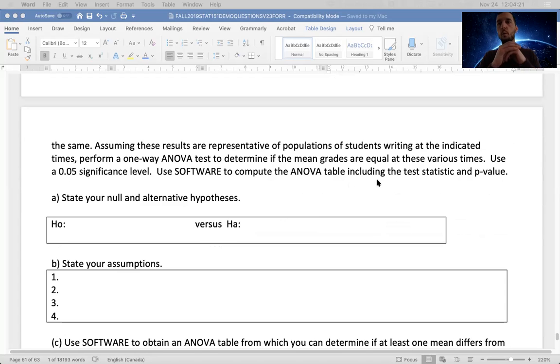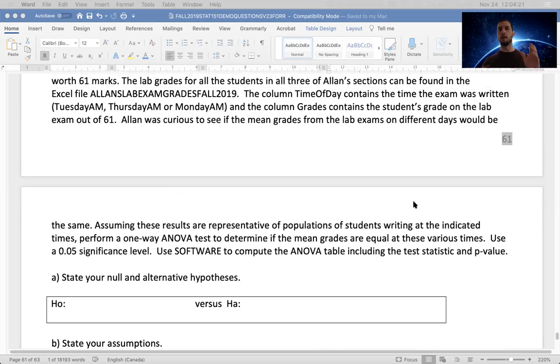So what we are saying here is, suppose that we have 3 populations: Tuesday morning, Thursday morning, and Monday morning. So those are the 3 populations. Each of those populations has its own mean score on the final exam. What we are interested in determining is if there is evidence that the mean scores between Tuesday morning, Thursday morning, and Monday morning are different, or at least one pair of differences exists.